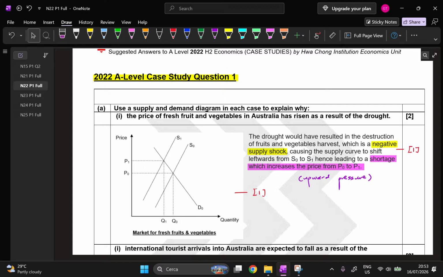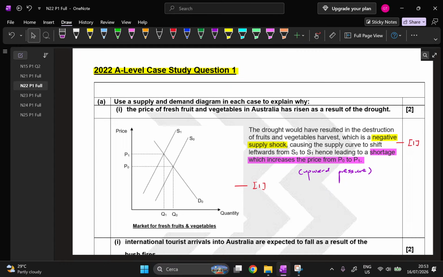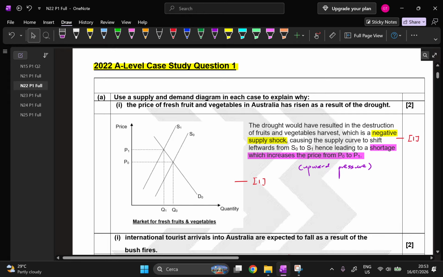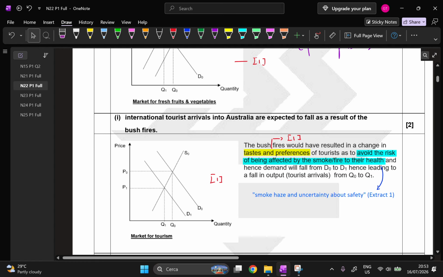This one is quite unusual. They give you 2 times 2 marks and they ask you to draw 2 DD-SS diagrams in the first part of the CSQ. Other than the fact that it's a terrible amount of space to take up for just a 2-mark question, ultimately, your explanation is 1 mark, your diagram is 1 mark. Same thing for part 2. Your diagram is 1 mark, your explanation is 1 mark.